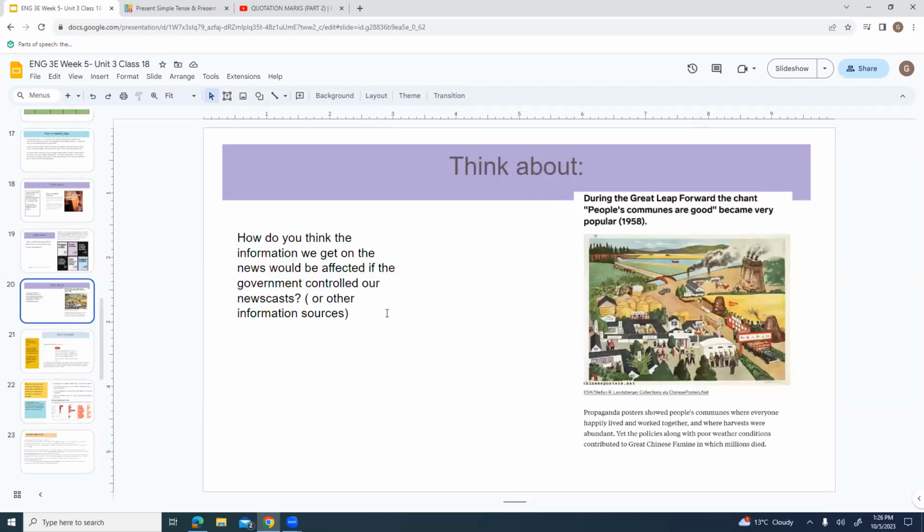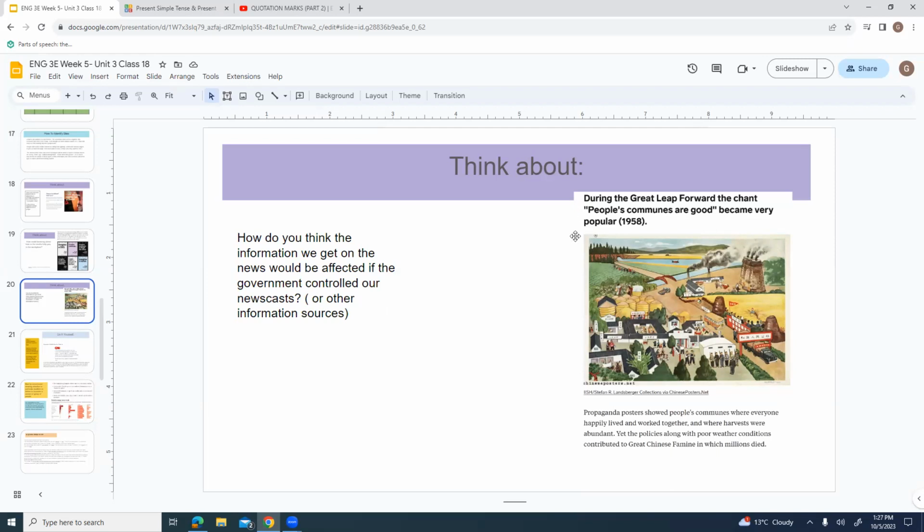Think about, how do you think the information we get on the news would be affected if the government controlled our newscasts or all of our information sources? There are some countries, for example, that don't have free internet access. So you can go on and see almost anything, but if you live in certain places where there are communist governments, often they restrict severely what their citizens are able to see. So they don't even know that there are other opinions or different issues happening.